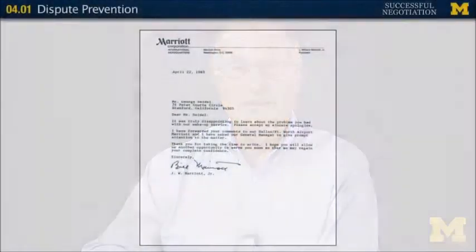Well, after returning home 2 weeks later, I received this letter from the president of the Marriott Corporation, J. Willard Marriott. Let me read what he said. He says in this letter, "Dear Mr. Seidel," now he misspelled my name, but that's not a big deal. Everybody does. "It was truly disappointing to learn about the problem you had with our wake-up service.